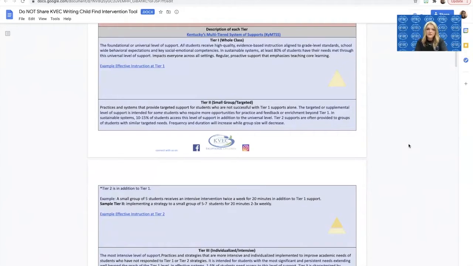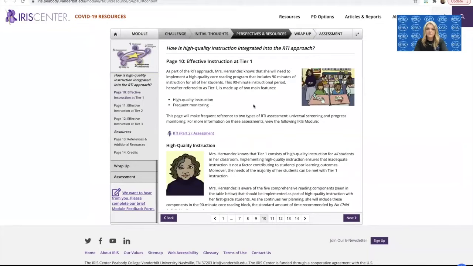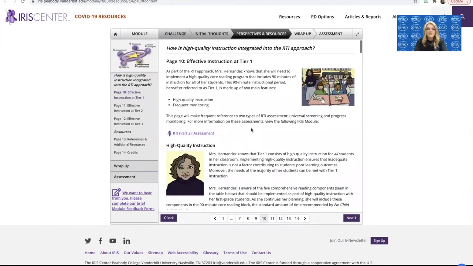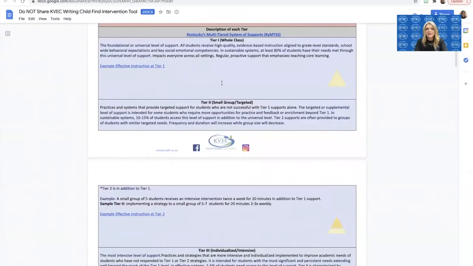Tier 1 instruction is high quality evidence-based instruction that's given to your whole class. And this link right here is an example that you can click on that will show you what effective Tier 1 instruction would look like. It goes into deep explanation and provides examples. Now, I will note this is an example with reading, but you can use the same idea of it and use it to set up your writing class.